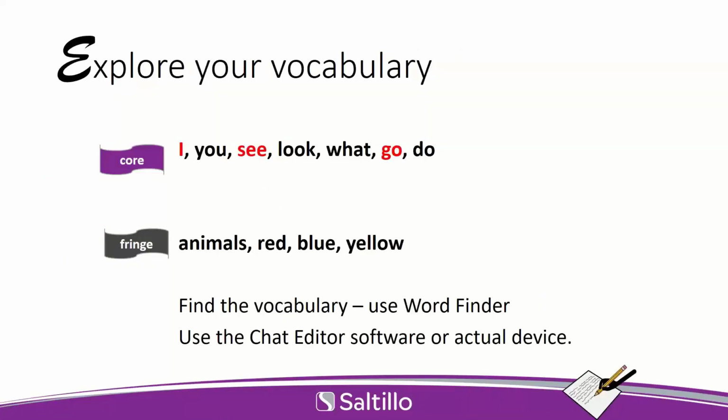Now we're going to explore our vocabulary. So we're going to find them on our device. So our core words are listed on the top. In red, these are words that I might just work on with early developing communicators of AAC. So these red words like I, see, and go, I might only focus on those three to not, again, overwhelm them. And then we have the fringe words below.